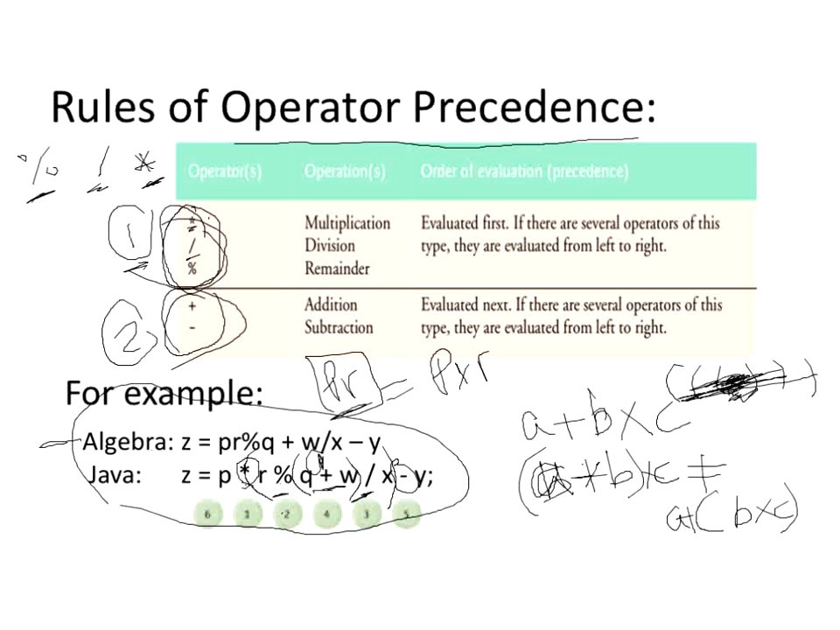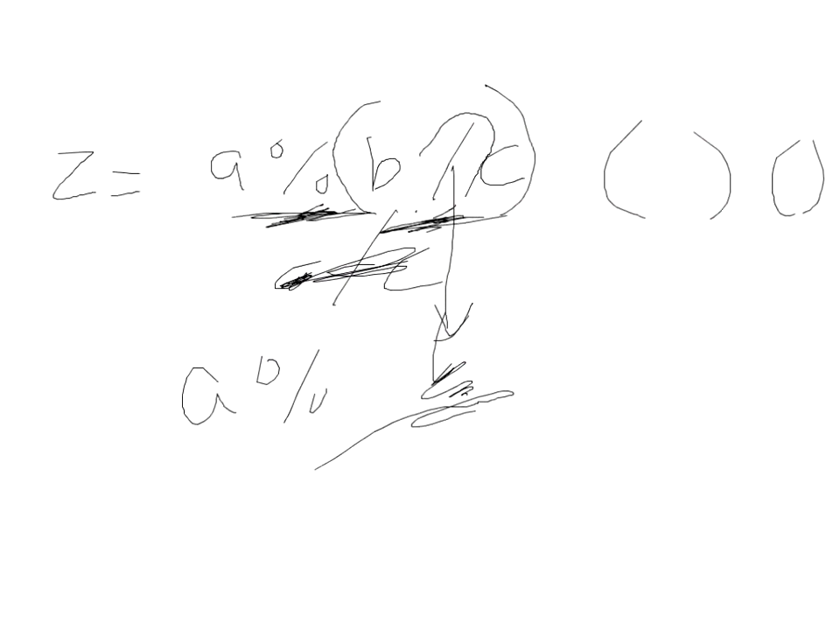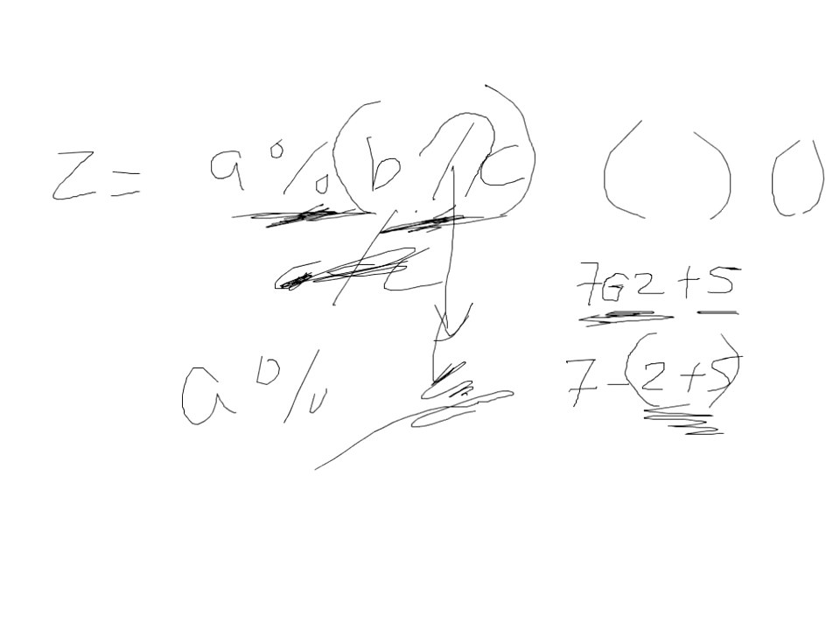If you have 7 minus 2 plus 5, you have to do the minus first because it comes first, and then you do the next. Unless you have a bracket, same idea. If I put the 2 plus 5 inside the bracket, you have to do that first. You get 7, and then 7 minus 7. Is this understood?